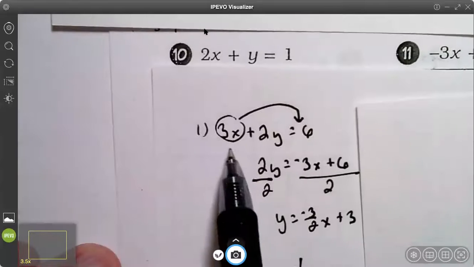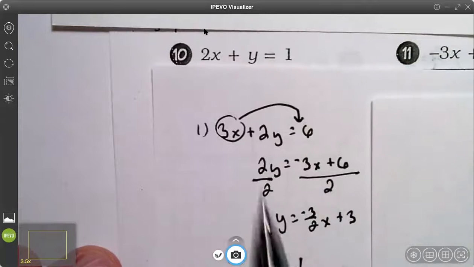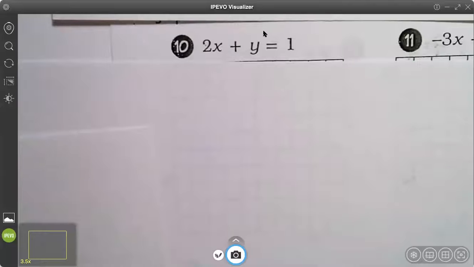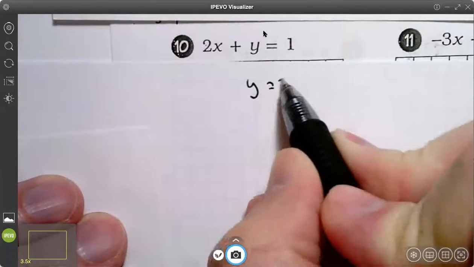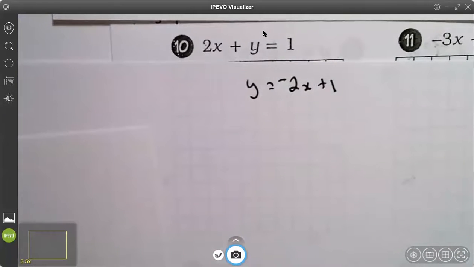I'm going to leave example number 1 up here for you to look at as needed. You try number 10, 2x plus y equals 1. Just put it in slope-intercept form. And let's look at it. To put it in slope-intercept form, I need that 2x to be on the right side, so it becomes -2x. There's my answer. Y equals -2x plus 1.